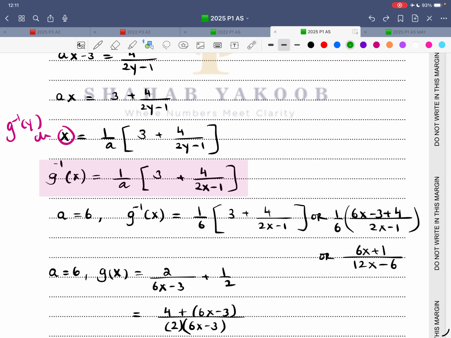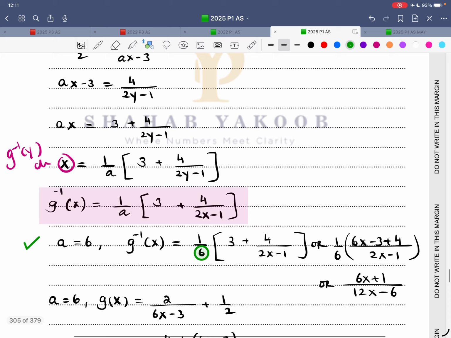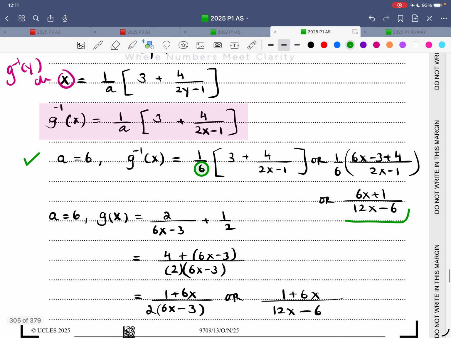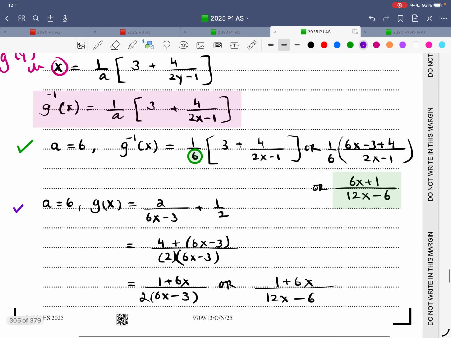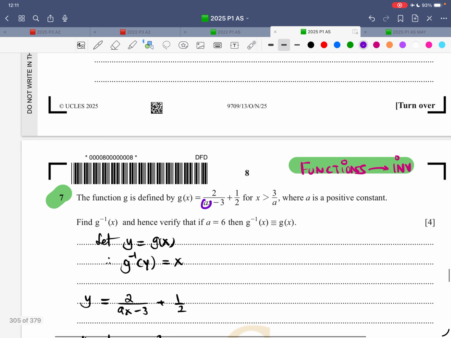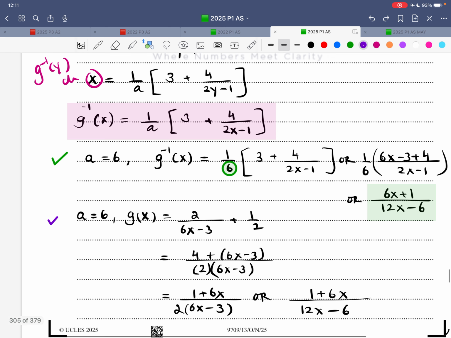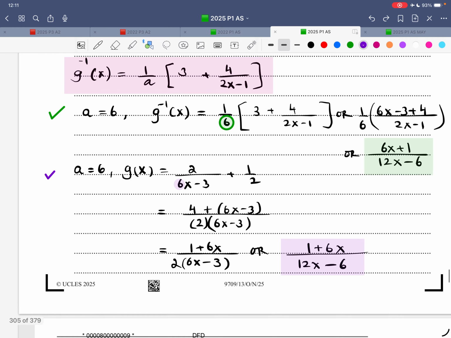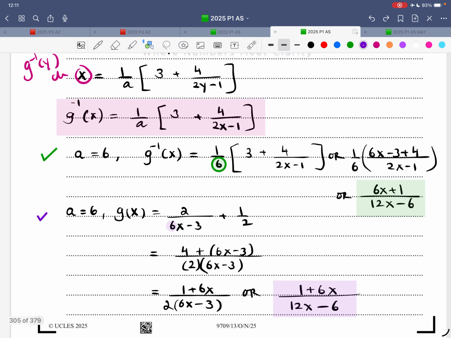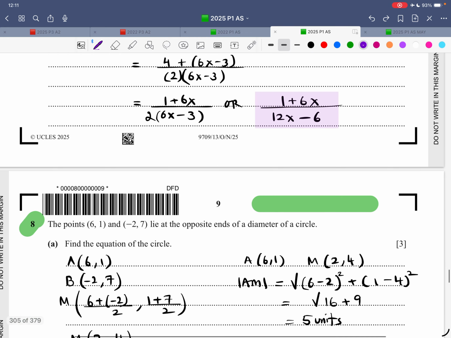Now the next part is about when a is 6. When a is 6, g inverse of x is, this is where a is substituted. And in g inverse, that's the only a, and this simplifies to this thing. So that is what we are getting. Similarly, if we plug in a equals 6 in the original equation, and this is where the a is, so that's right over here. So therefore, this thing is plugged in over here. And then we simplify and we get the same thing. That is how we prove it. So, I mean, there is no rocket science in this. It's just kind of algebra.